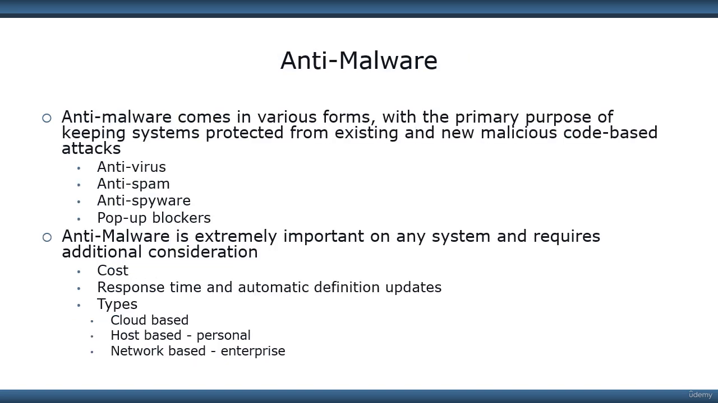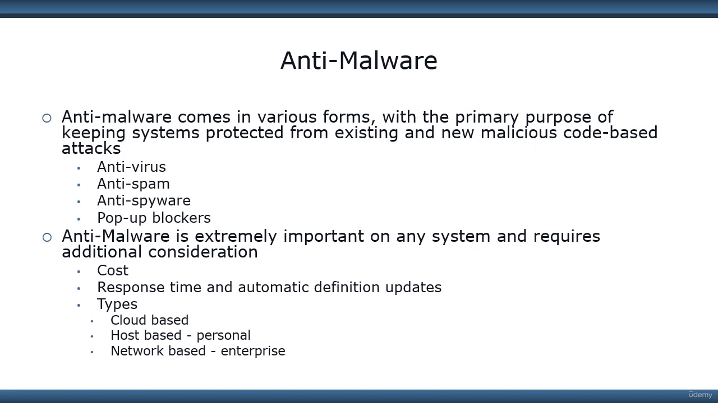Anti-malware comes in different forms. Anti-malware has the primary purpose of keeping systems protected from existing and new malicious code-based attacks. We're all familiar with the term antivirus, or AV. AV software runs on a computer. It can run on a server. It can be managed individually, or it can be managed centrally on the network. AV software also might run in other communication systems like email systems. The idea is to keep viruses out, to detect them when they're coming through, and to prevent them from getting into the network.